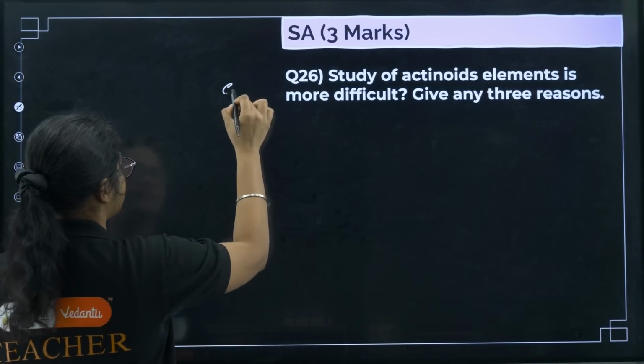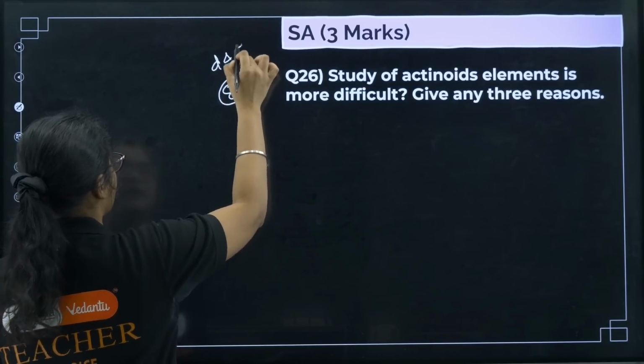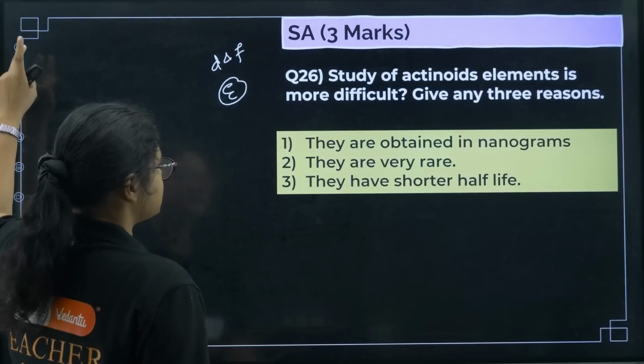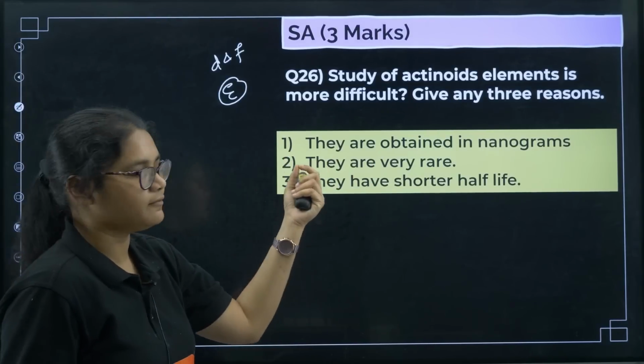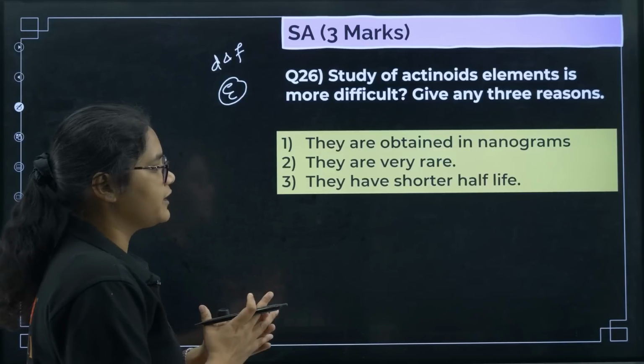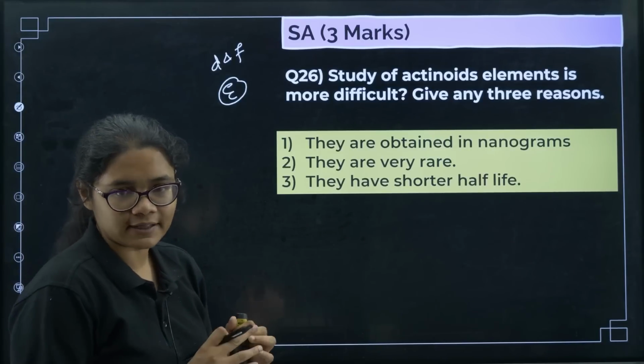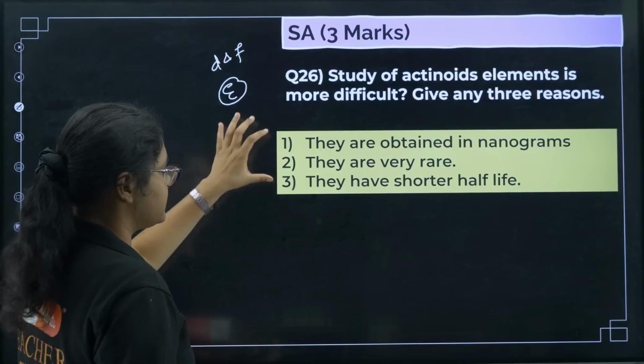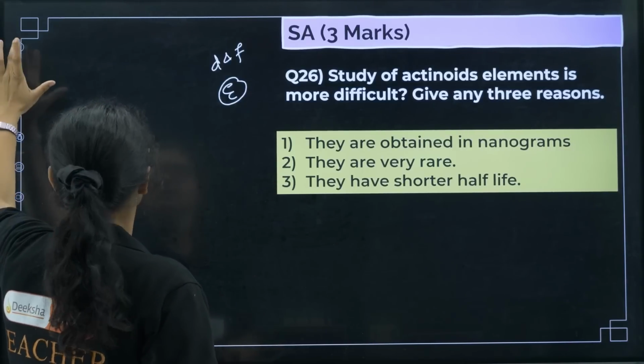So this one is also a very easy question from the chapter d and f block. So you know the reasons. They are obtained in nanograms, they are very rare, and they have a shorter half-life period. Very short half-life time to analyze them. So that is the 3 reasons, 3 marks you will get.